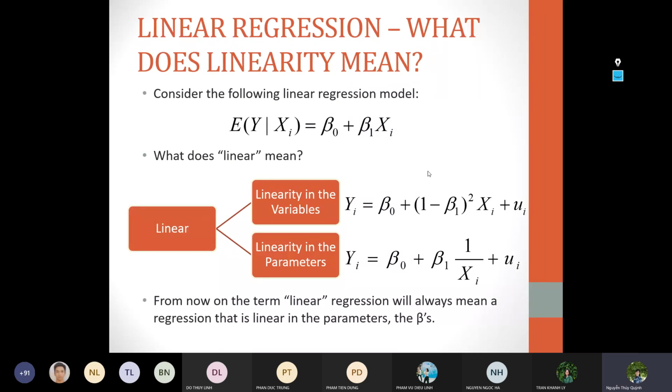Then you will see that with linear regression models, we can use the ordinary least squares estimation method to estimate those models. That's why econometrics divides models into different categories like that. And remember that linear regression models have to have parameters with the power of 1.